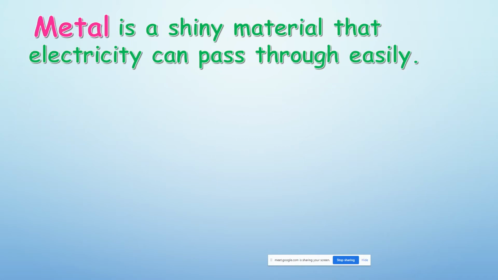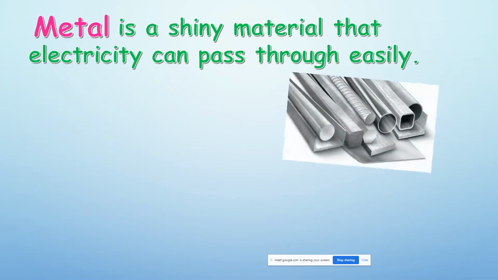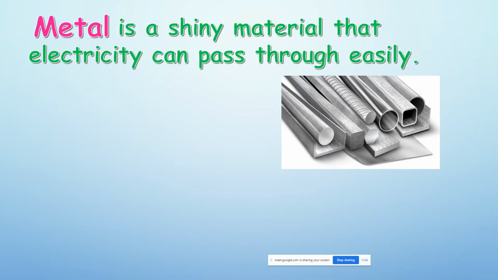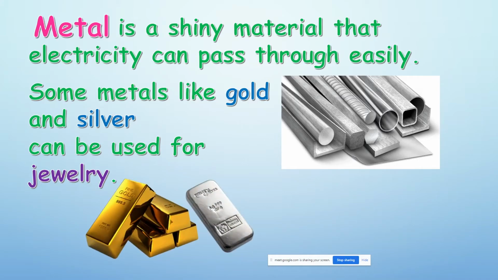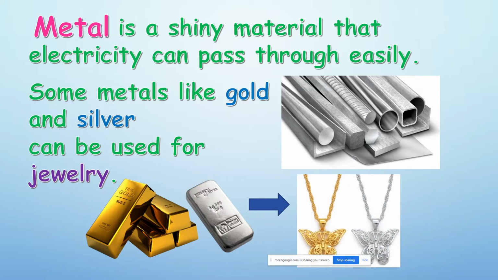Okay. Now let's talk about metal. Metal is a shiny material that electricity can pass through easily. When you put the metal into the socket, into the plug, the electricity will pass through the metal and go to your body. Some metals like gold and silver can be used for jewelry. When you say jewelry, necklace, ring, bracelet. Because gold and silver are natural metals, and then people turn them into jewelry.